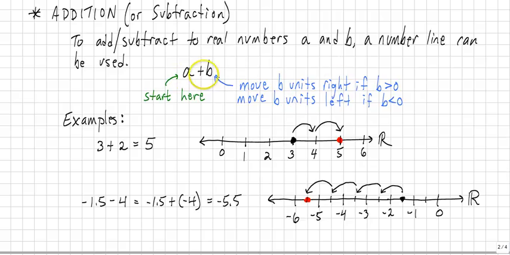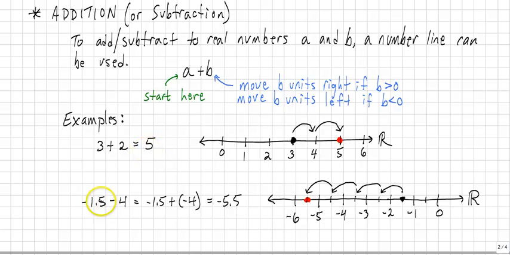So let's say you wanted to add two real numbers A and B. The first number A, we'll just start there on the number line. And then if B is positive, we'll start at A and move B units to the right on the number line. If B is negative, we'll start at A and move B units to the left. So for example, let's say you have 3 plus 2. That'll be 5, so let's see why. We start at 3 and move 2 units to the right because 2 is positive, and we end up at 5. So 5 is the sum.